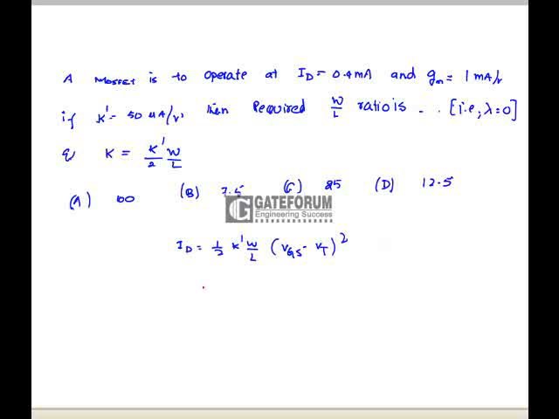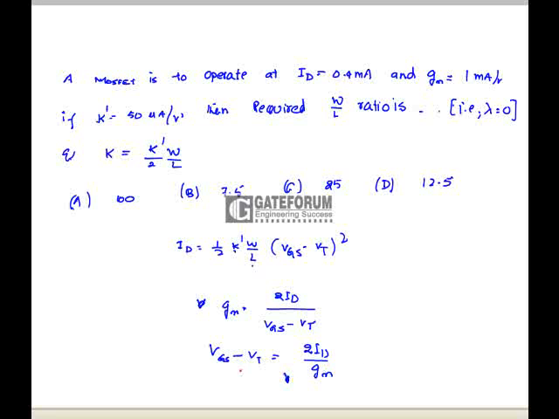Now here we know, in order to decide W by L, we have to know K dash. We know ID, we know K dash, we have to know VGS minus VT. So if we are able to express VGS minus VT in terms of the known parameters, then we will be able to calculate the W by L ratio. So gm is equal to 2ID divided by (VGS minus VT). So VGS minus VT is equal to 2ID by gm.